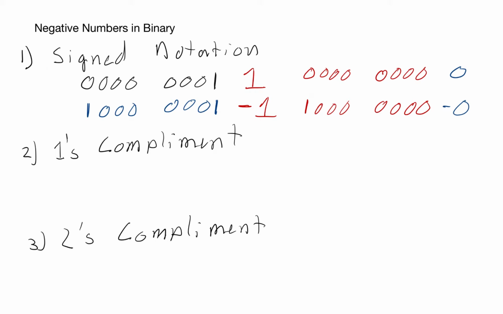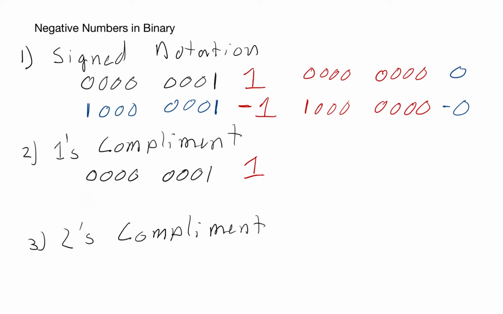Because of that, they decided to come up with another standard called one's complement. Again, we're using 8 bits, and we came up with our number 1 here. To make it negative, we're going to flip not just the most significant bit, but all of the bits in our entire number. When I say flip, we're going to make the zeros ones and the ones zeros. And that's ones complement. Just like sign notation, we can look at the most significant bit, this one right here. If it's a zero, we have a positive number, and if it's a one, then we have a negative number.